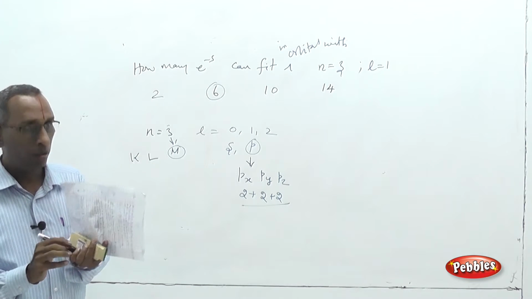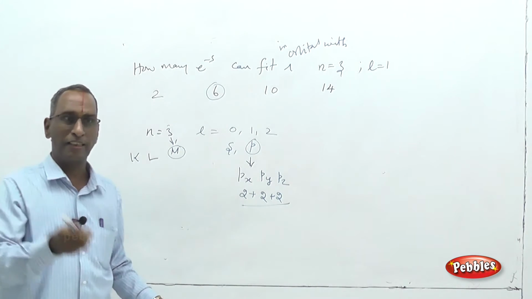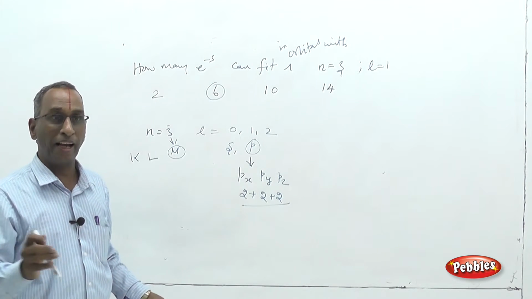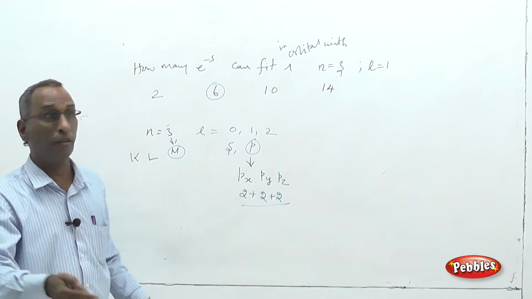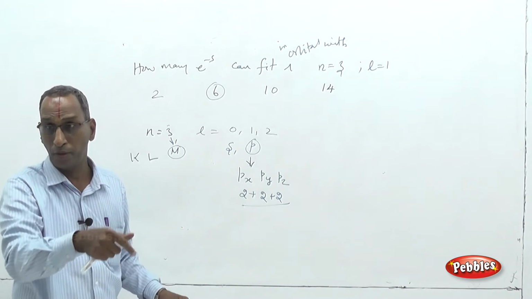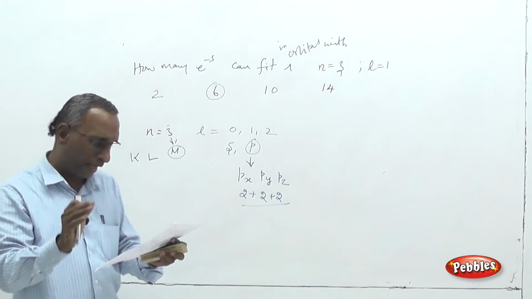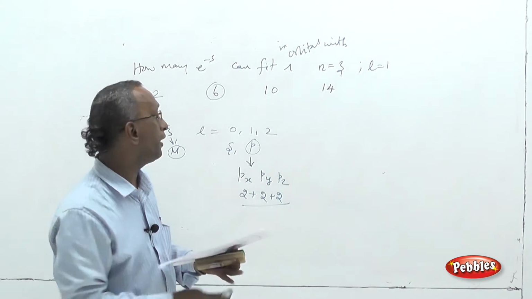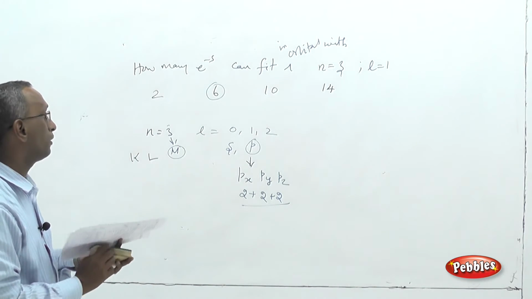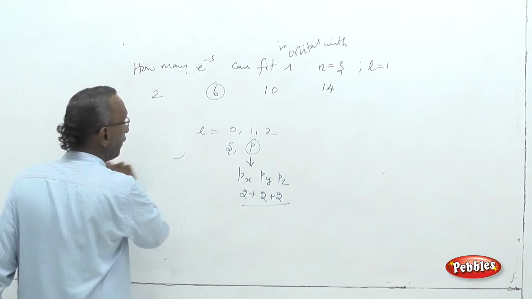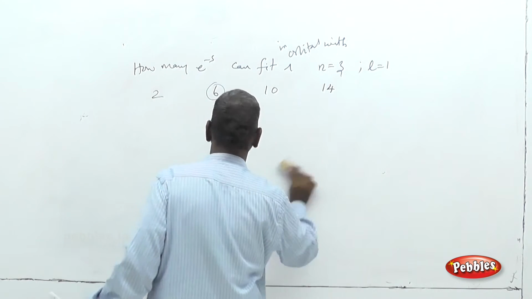Whenever we work a sum in an erratic manner, we may end up with an answer, and that answer will also be coming into the picture. So we have to be careful about tackling this problem. For this question, choice B, 6 electrons, is the answer.